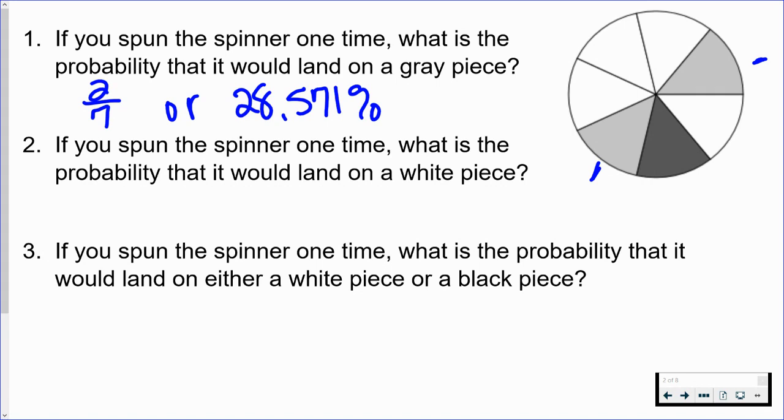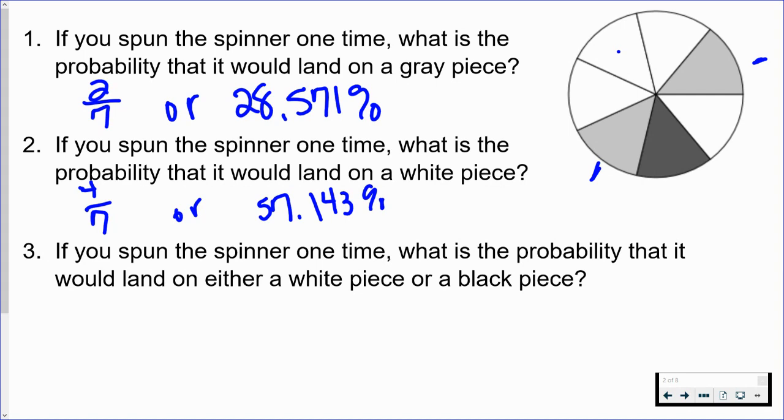Number 2, if you spun the spinner one time, what's the probability that it would land on a white piece? We're going to do the same thing. Our total possible outcomes, our number on the bottom, is still 7. But now we want the probability that it would land on a white piece. How many white pieces do we have? 1, 2, 3, 4. So 4 out of 7. As a percentage, 4 divided by 7, and then move the decimal 2 places, that would be 57.140%.